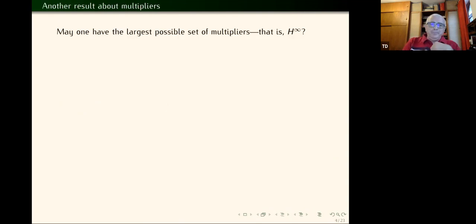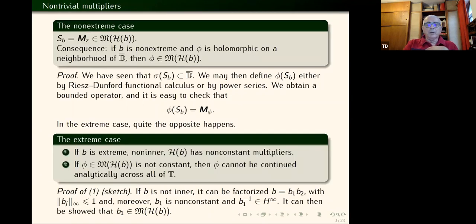Okay, now we see that we have different possibilities here according to B being extreme or non-extreme. So in the non-extreme case, we may ask ourselves this question: may we have the largest possible set of multipliers, that is H infinity? We know that there are many analytic function spaces for which the multipliers are precisely H infinity. On the other hand, of course, for the extreme case, it cannot be true because of point 2 here.